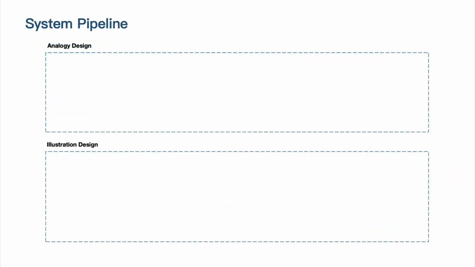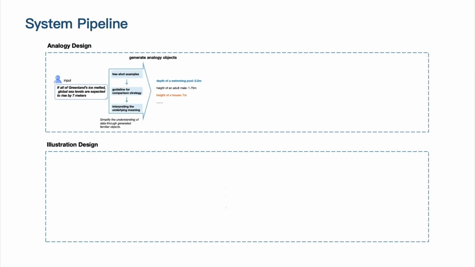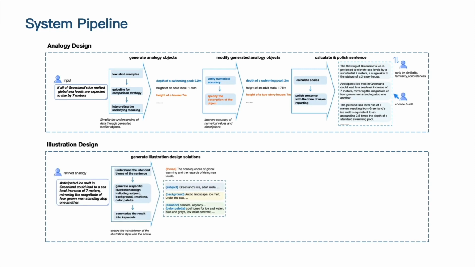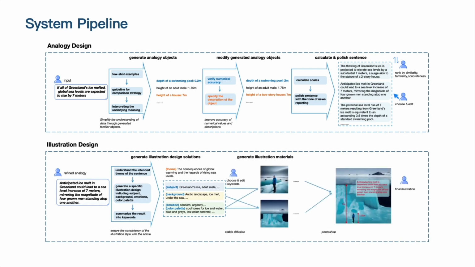We introduce an automated 2-stage pipeline to construct the system. First, it generates analogies using GPT, refines them to enhance data accuracy and clarity, and constructs sentences in a news report style. Then, it uses GPT to design illustrations and recommend keywords. Users can choose and edit keywords to generate illustration materials with stable diffusion.